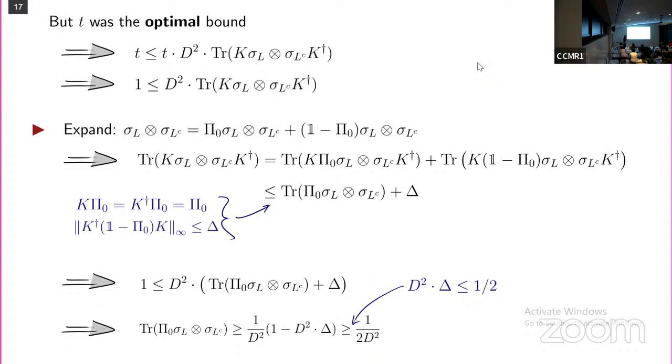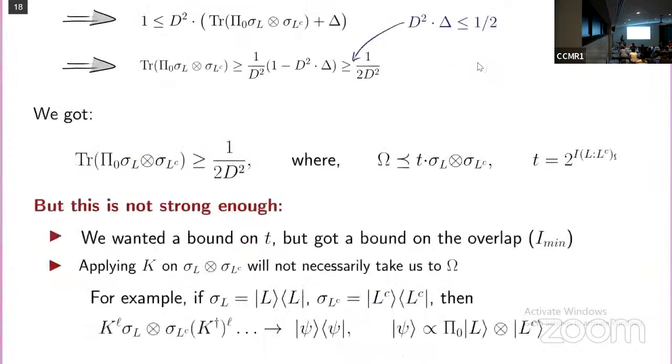this expression, and now using the fact that d squared times delta is smaller than 1/2, after some simple algebra, we finally get that the overlap of this product state with the ground state projector is upper bounded by some constant that depends on d. So this is already a nice thing. It tells you that there is a product state that has a non-trivial overlap with the ground space projector, but it's not sufficient.